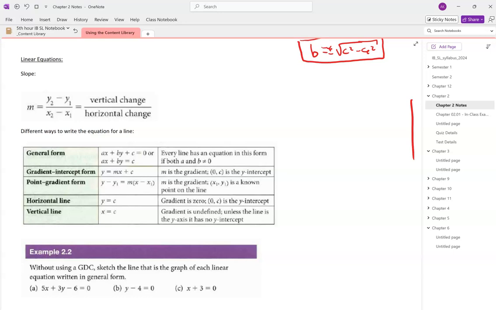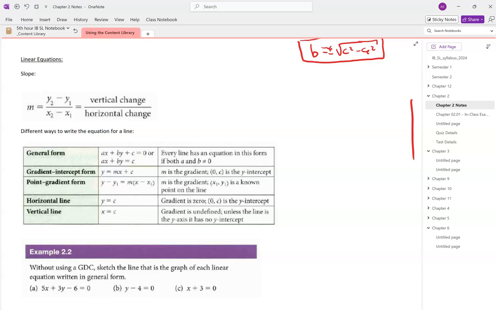Fundamental to all linear equations is they contain a slope. Our formula for our slope is commonly abbreviated with the letter m. And the formula for slope is your vertical change over your horizontal change, or for points x1, y1, x2, y2, y2 minus y1 over x2 minus x1. Everybody remember slope from middle school?